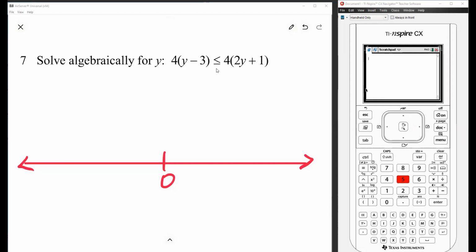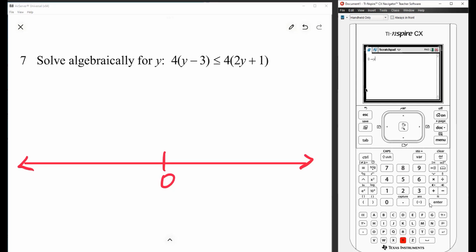So we've got this inequality here. And I put a number line here. And the reason I put this number line is the number line is going to help us figure out which way the inequality should go. So the very first thing we're going to do, we're going to store the number 0 into y.